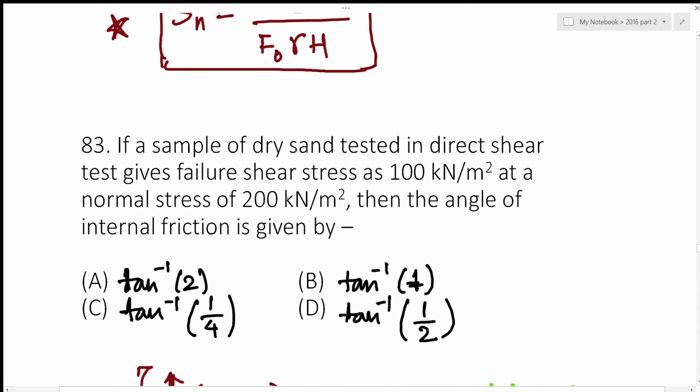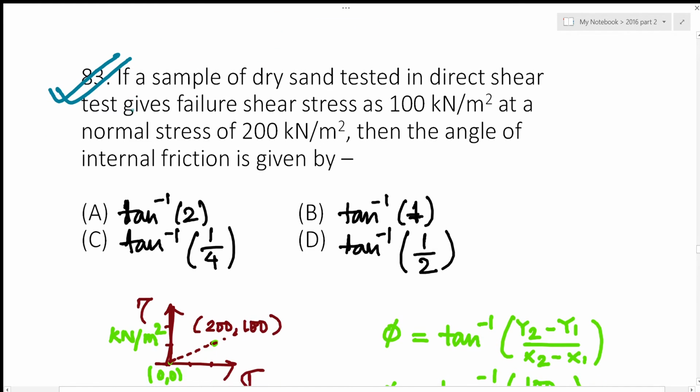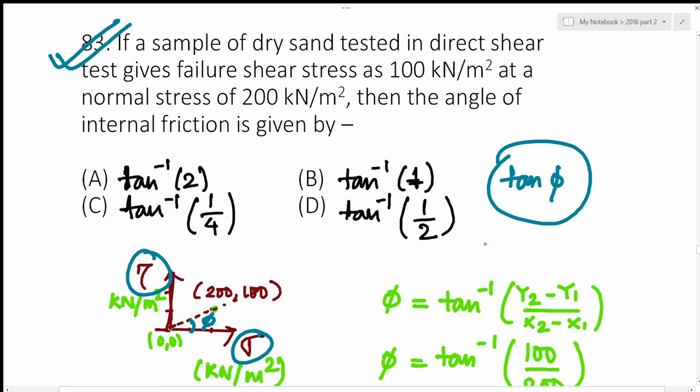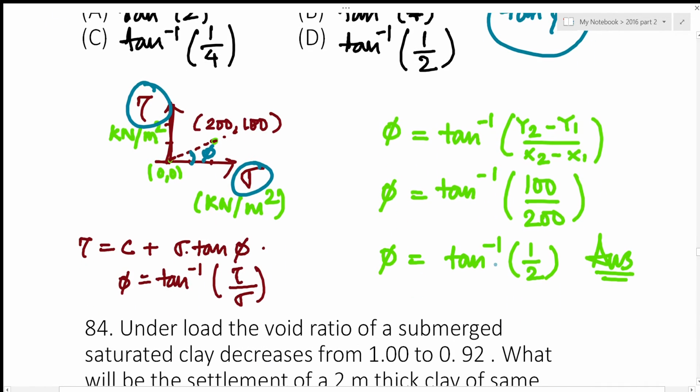Next question, if a sample of dry sand tested with direct shear test gives failure shear stress as 100 kilonewton per meter square at normal stress of 200 kilonewton per meter square, the angle of internal friction would be. Now just plot the graph of this particular question. This is the shear stress and this is the direct stress. Just plot the graph, and this is phi, which is the angle of internal friction. Now you can know tan phi. Tan phi is given by the slope of this particular graph. So just find out the slope, or you have a direct formula for this particular question.